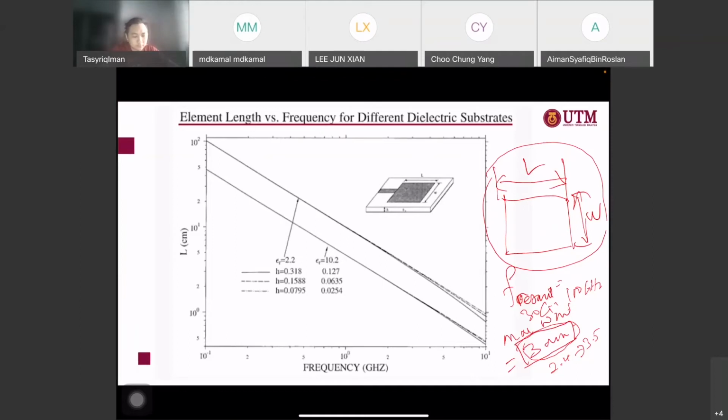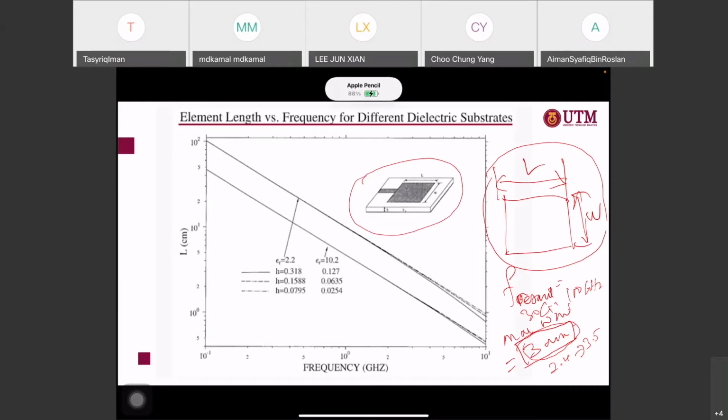Right? So as you know, this is the structure of the microstrip antenna, as you can see here. And this one shows the different elements. What we can see here is element length versus frequency for different dielectric substrates. From this, what can you see for the microstrip antenna here? Can anybody give me a response? From this graph, what can you say about the microstrip antenna here?